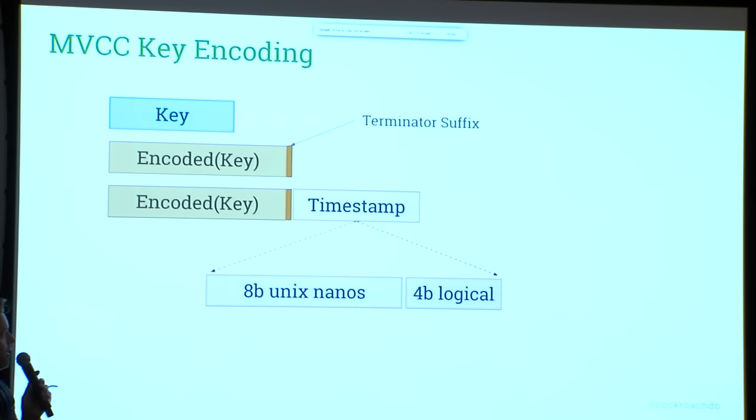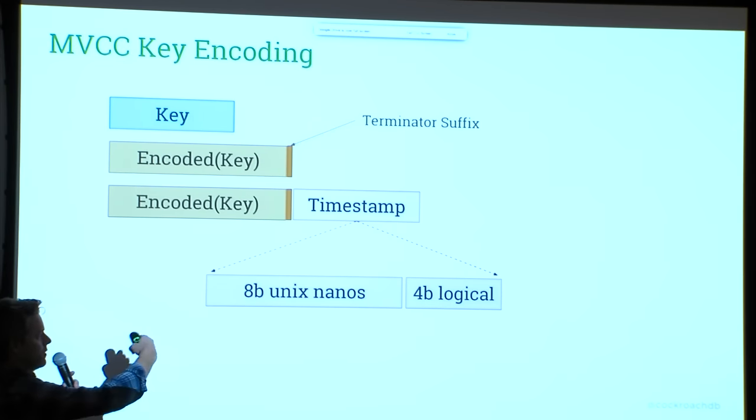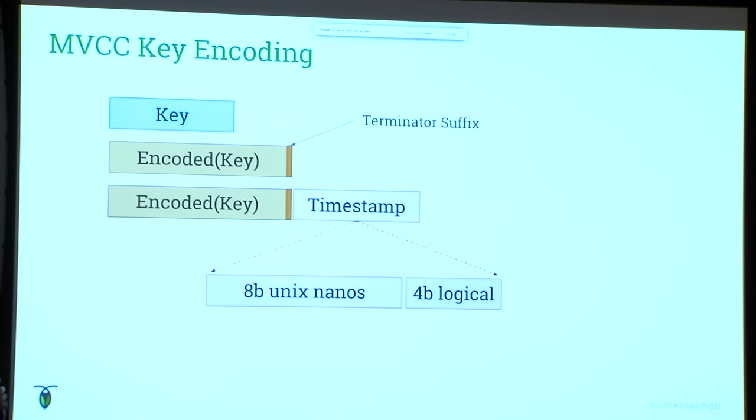And the timestamp that we actually have for Cockroach, because it's a distributed system, there's a sort of a wall time part of the timestamp, and then there's a logical part of the timestamp. So there's 8 bytes for the Unix nanos and 4 bytes for the logical. And these are stored most significant byte first, and they're actually stored in a decreasing order.